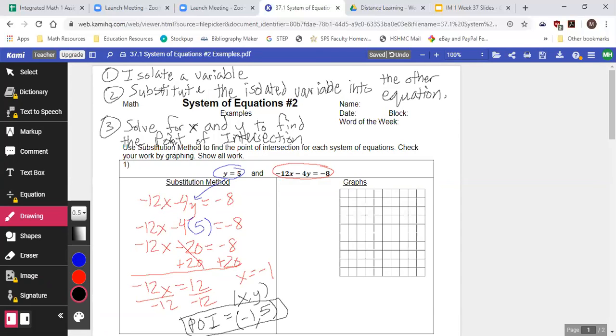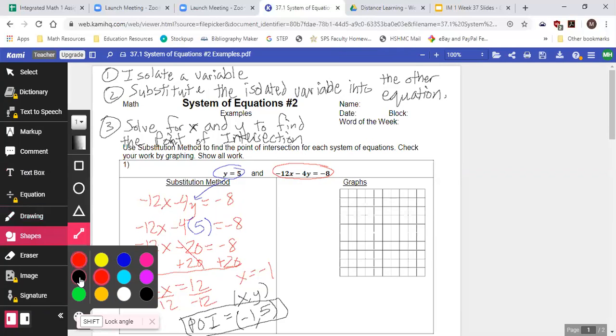So just to recap, first we isolate for the variable, which is y equals 5. Second, we substitute the isolated variable into the other equation, y equals 5 plugged into the second equation. Then we solve for x and y to find the point of intersection. We already know y, so we solve eventually for x, and we got x equals negative 1. So our point of intersection is negative 1 comma 5.